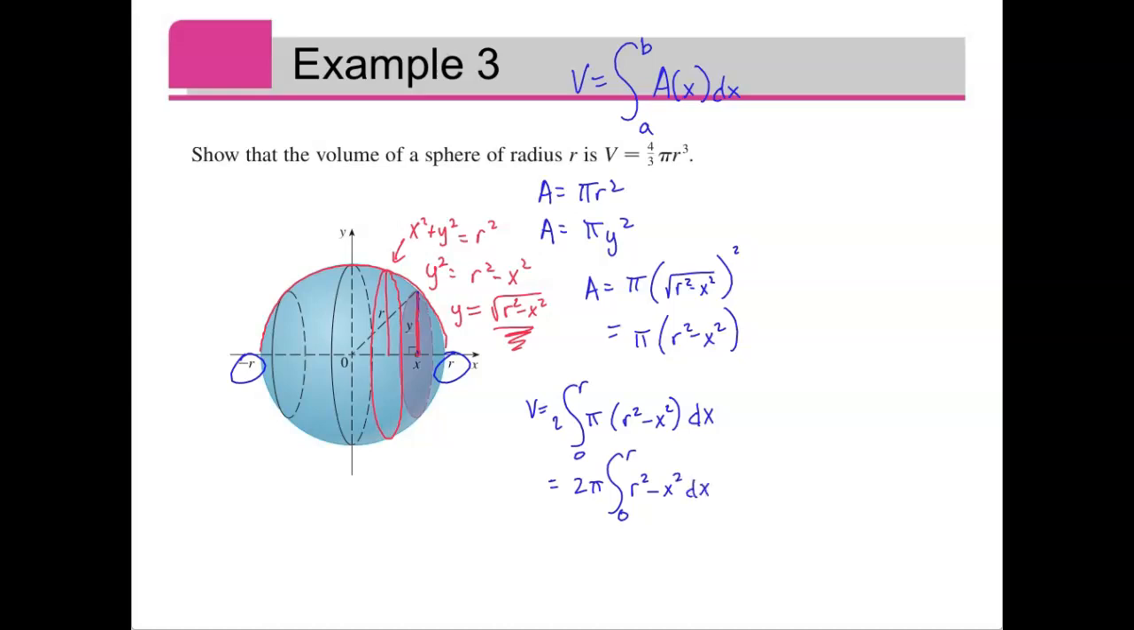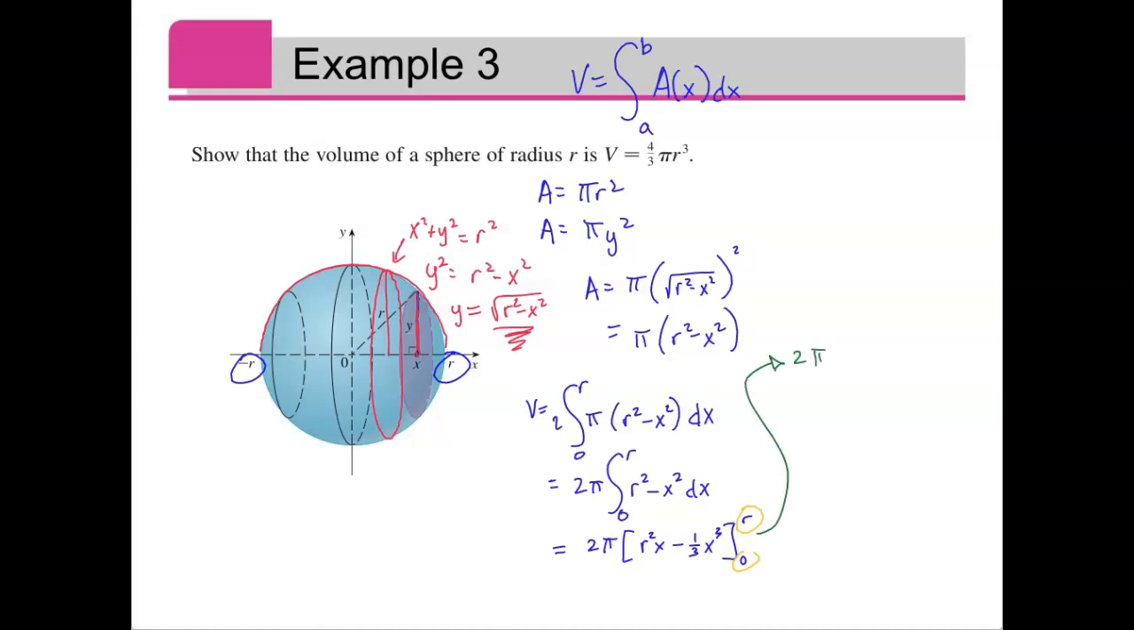Now remember, r is a constant. What is the antiderivative of a constant? So in this case, r squared x, right? What's the antiderivative of x squared? So minus 1/3 x cubed, 0 to r. X is our variable, so x is what we replace with these endpoints. So we're going to plug in r for x, and then we're going to plug in 0 for x, and then we're going to subtract, right?